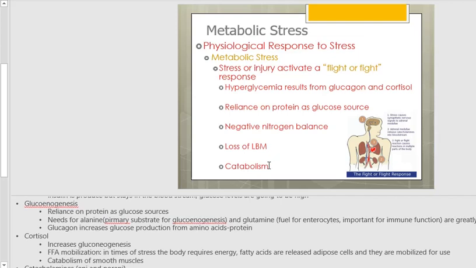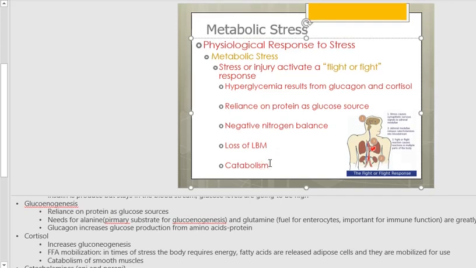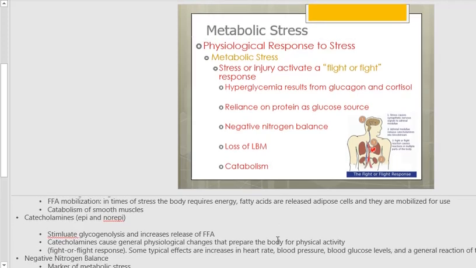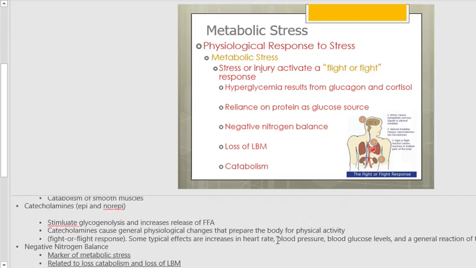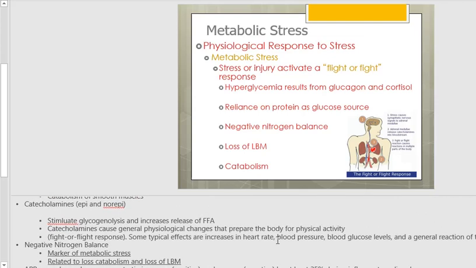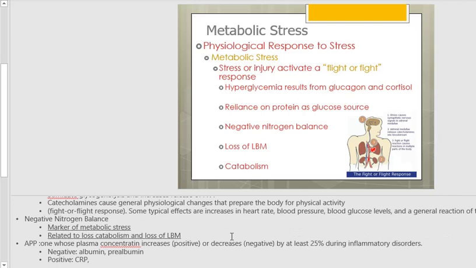Your catecholamines, which are your epi and norepinephrine, are going to stimulate glycogenolysis. Glycogenolysis, remember, is the breakdown of glycogen, breaking down that stored form of glucose into glucose. And again, that's going to contribute to the increased levels of glucose within the bloodstream.